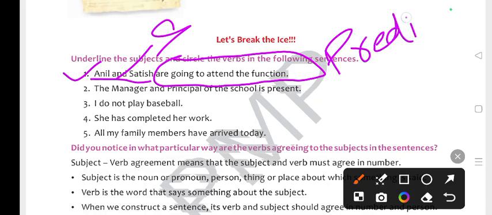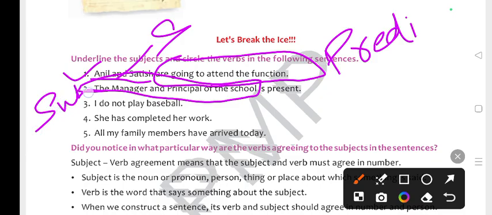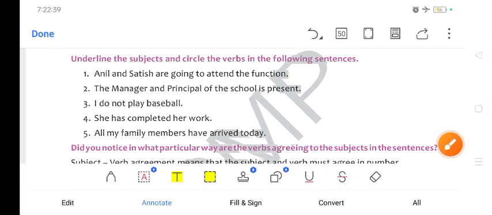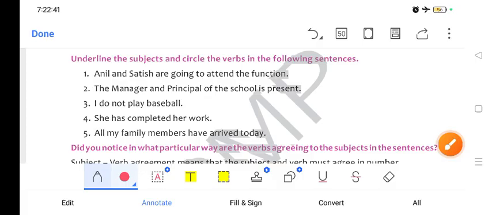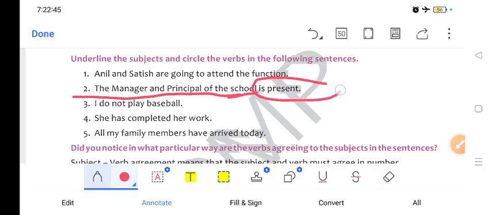Okay. Next, the manager and the principal of the school is present. So the manager and the principal of the school is subject, and is present is what? Predicate. So predicate को आपको क्या करना है? Circle करना है. Alright? So predicate को आप circle कर लेंगे. Again, here, underline the subject. The manager and principal of the school is subject, is present is predicate.